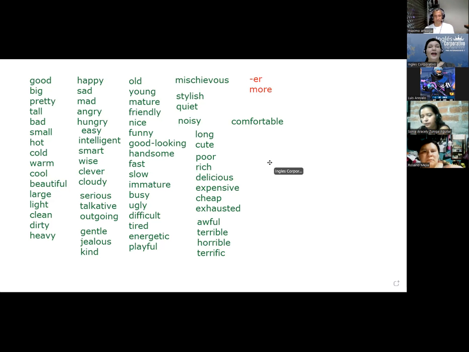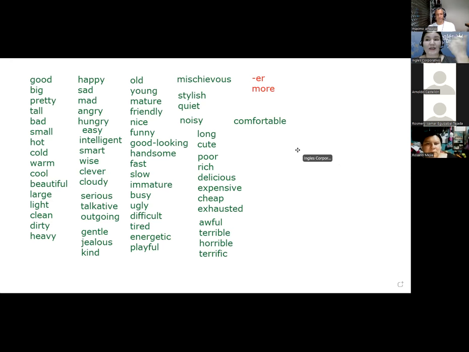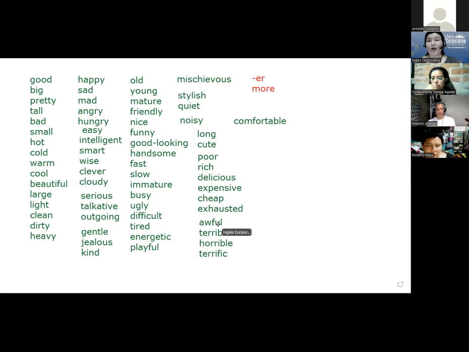Okay, and we have poor. Poorer. Rich? Richer, right? We have delicious. More delicious. More expensive, more exhausted, because all of them are long. Cheap? Cheaper. Awful? More awful, right?